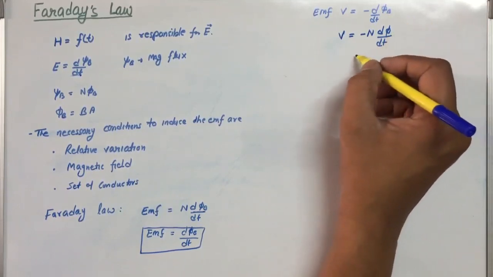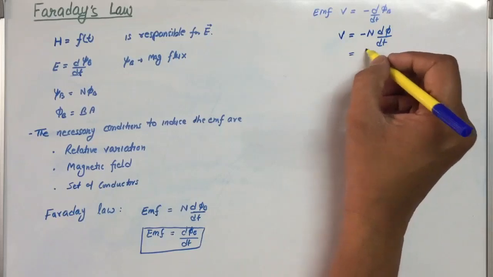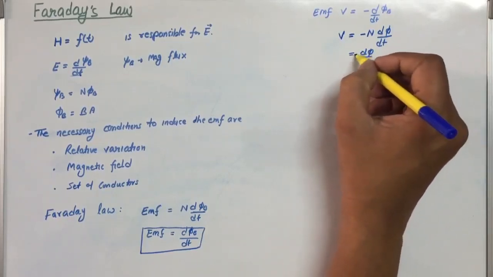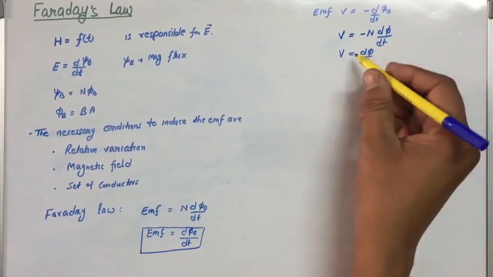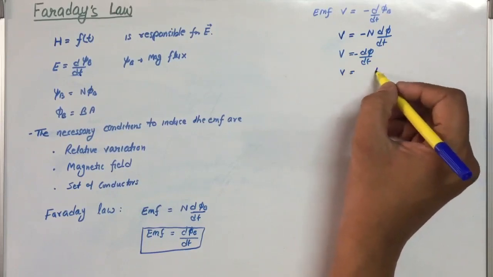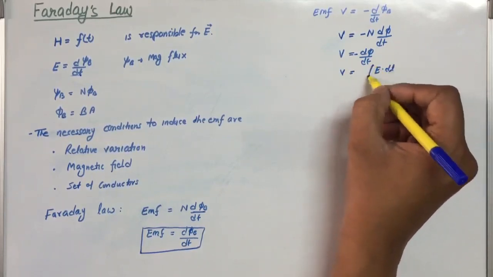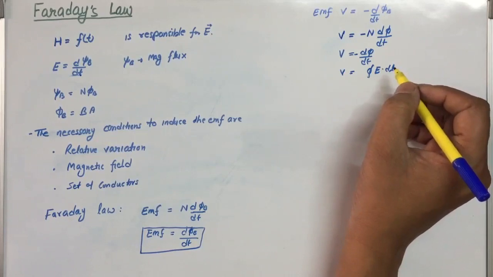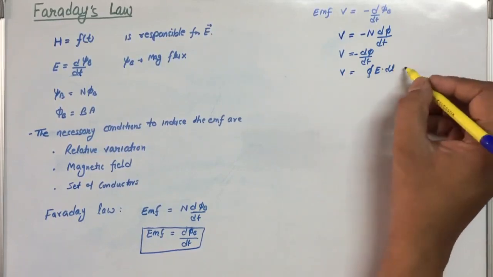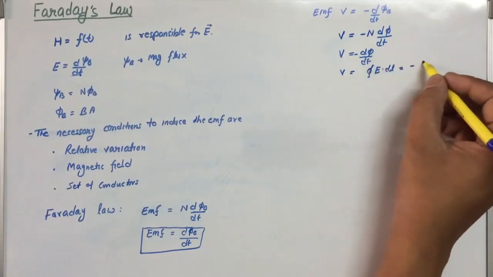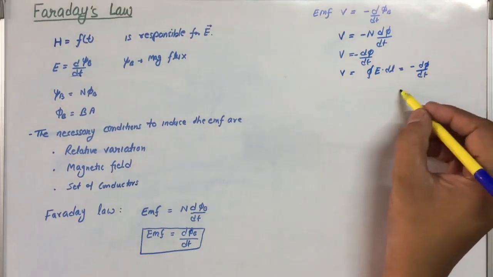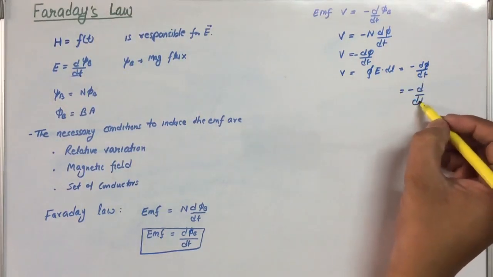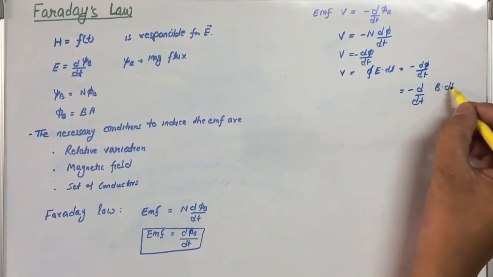Assume N is equal to 1 again. Then we can say d phi over dt, that is V, and this V can be equal to the closed line integral of E dot dl. We have studied this, and it can be equal to further minus d phi over dt. Now flux can be written as the surface integral of B dot ds.